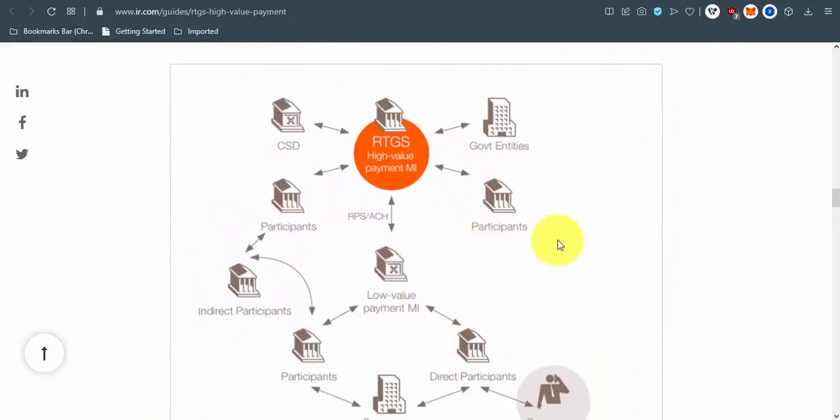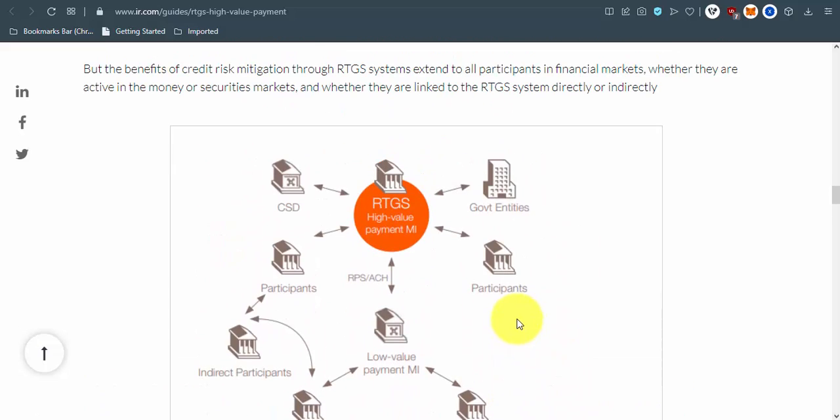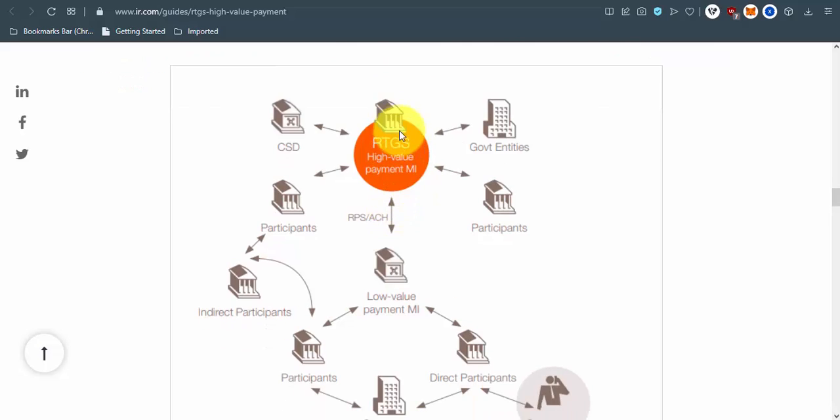And in this diagram, the image source is from the SWIFT white paper. It shows you the RTGS system. Let's pretend this is the Eurozone. This is the TARGET2 RTGS system, the high value payment system, the large value payment system. The RTGS system is there to process these high value, large value payments. And it's going live in the Eurozone for ISO 20022 compliancy.